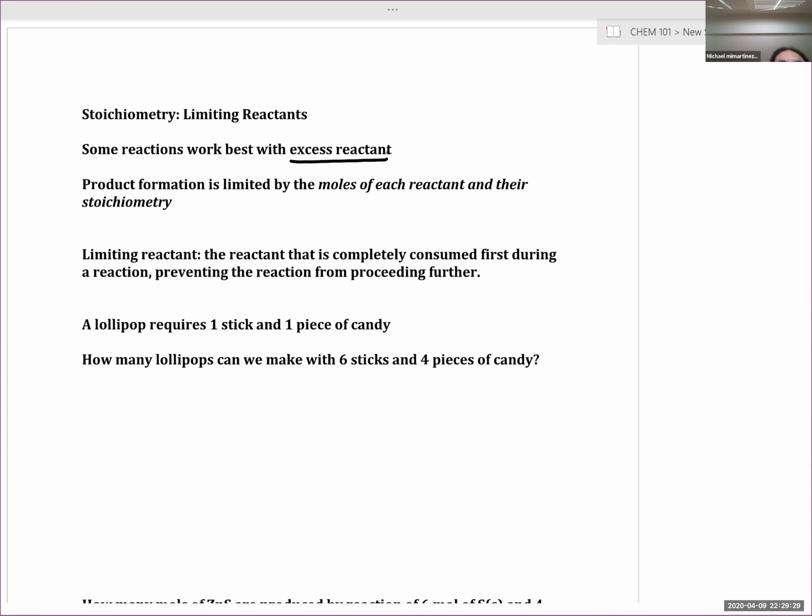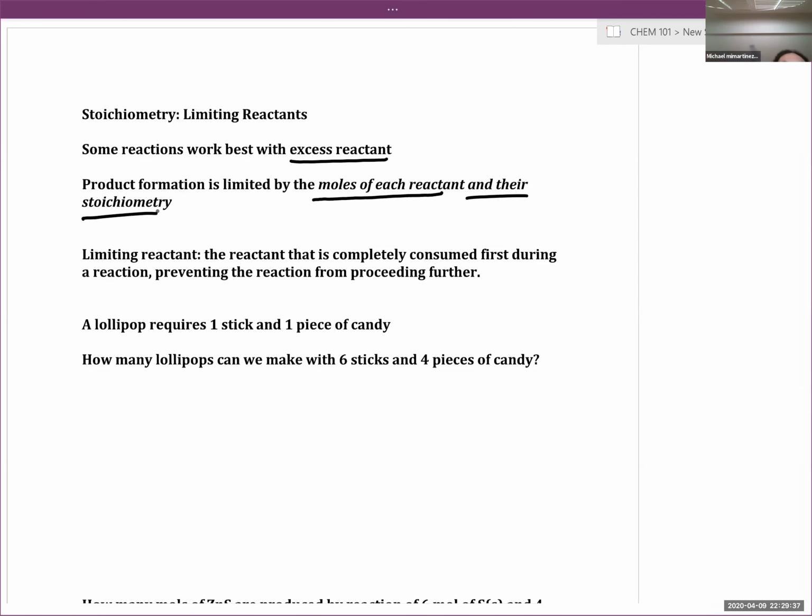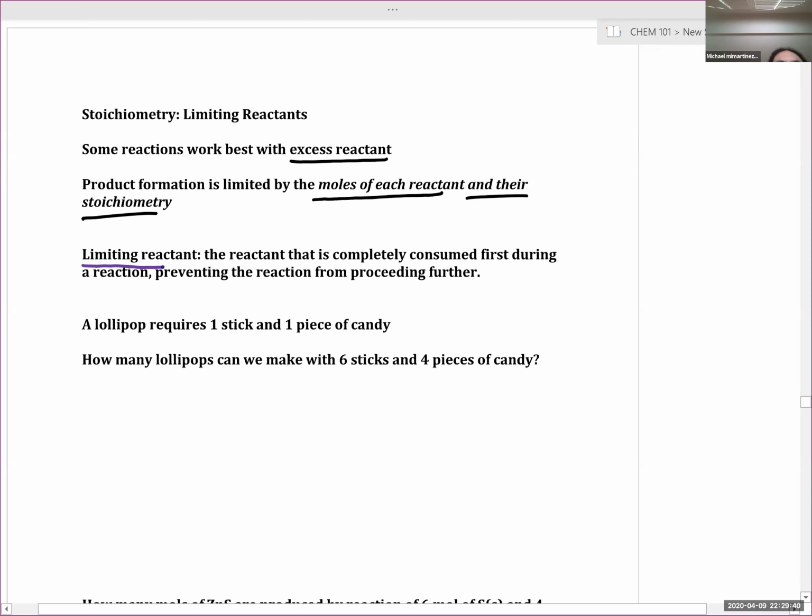So product formation is limited by the moles of each reactant and their stoichiometry. So the limiting reactant is a very specific definition where it's the reactant that is completely consumed first during a reaction, preventing the reaction from proceeding further. The way I like to think of it is if you have a car and you run out of gas, your car is going to stop moving. It doesn't matter if your car is perfectly oiled and has all the windshield wiper fluid that you'd need. If you're out of gas, your car is not going to move any further.